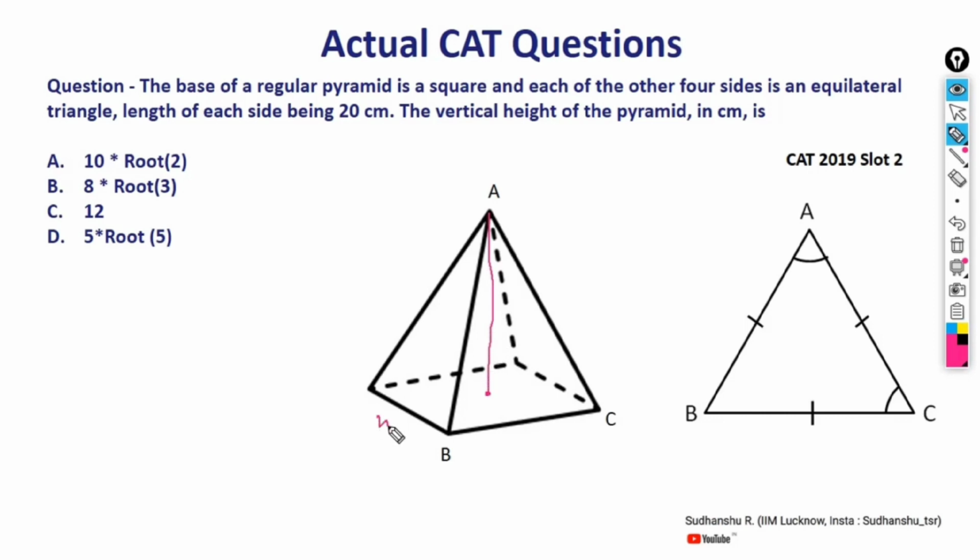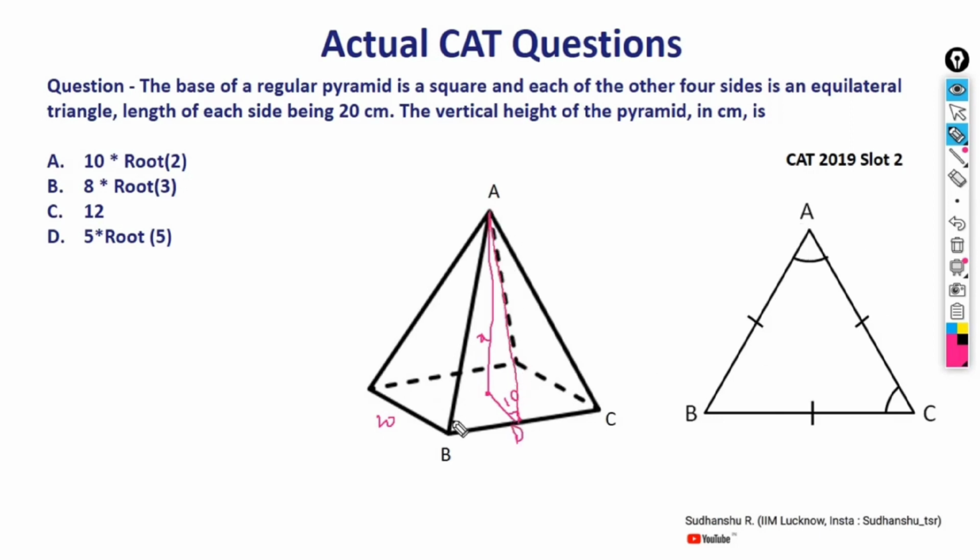Let's see, this is 20, right? So if I draw a perpendicular from this point to here, this will be half of 20, so 10. This is what I want to find out. If I join this point A to D, let us understand this line AD.